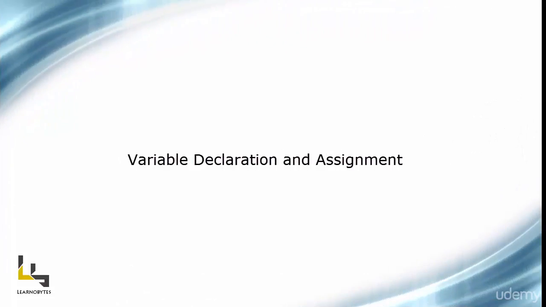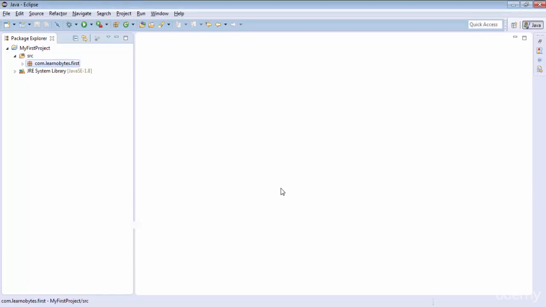Variable declaration and assignment. In this video, we are going to write another simple Java program. The purpose of the program is to add two numbers and print the result. This video demonstrates variables, their assignment and usage.